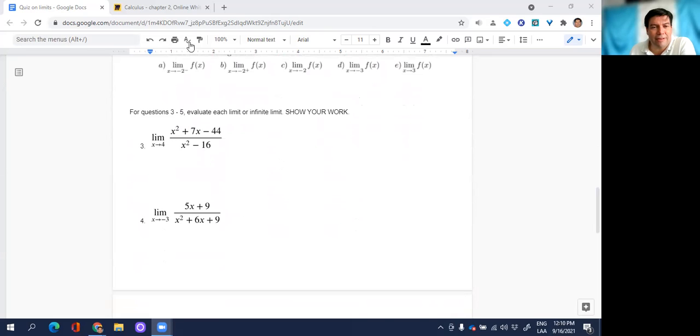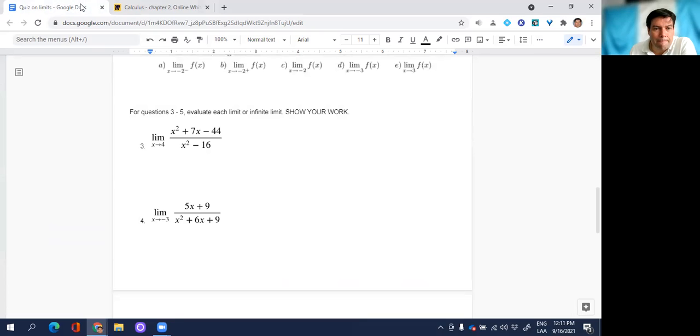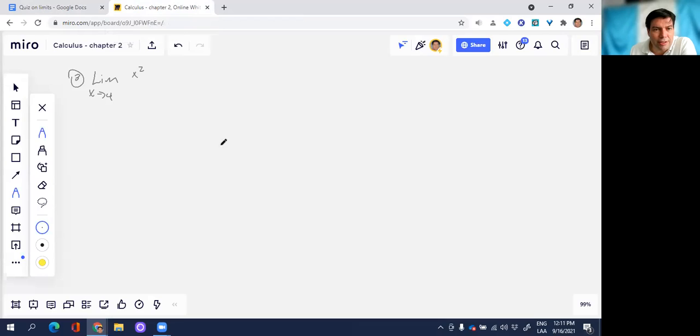Evaluate this limit. Number 3, the limit as x approaches 4 of x squared plus 7x minus 44 over x squared minus 16. Okay, so I'll do that one over here.